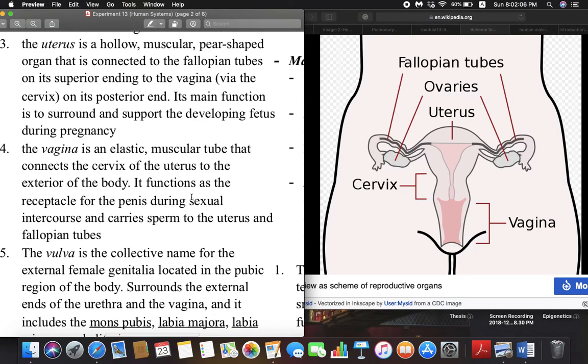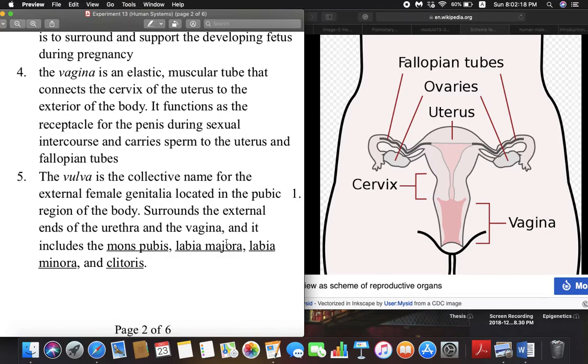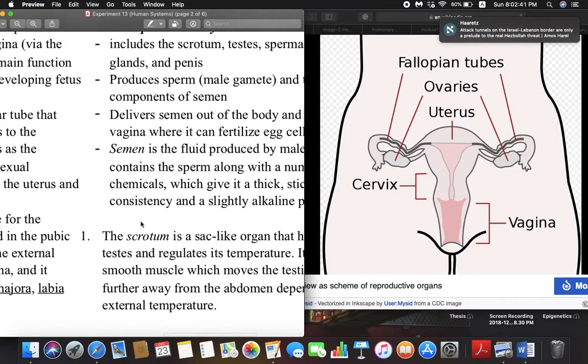It functions as a receptacle for the penis during sexual intercourse and carries sperm to the uterus and the fallopian tubes. So the vagina carries the sperm to the uterus and the fallopian tubes. Finally, we have the vulva, which is the collective name for the external female genitalia located in the pubic region of the body. It surrounds the external ends of the urethra and the vagina, and it includes the mons pubis, the labia majora, the labia minora, and the clitoris. So these parts here are all considered to be part of the vulva, which are the external female genitalia located in the pubic region of the body.